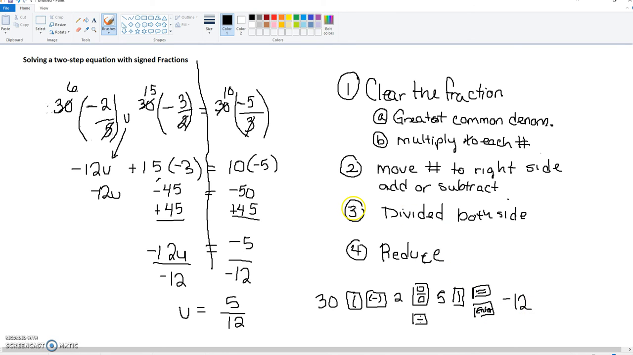Okay, so you can clear it by cross simplifying, like I showed you up here, or you can punch it into your calculator like so, in order to get to this step right here, so that way you can solve regularly for your x, or u in this case.